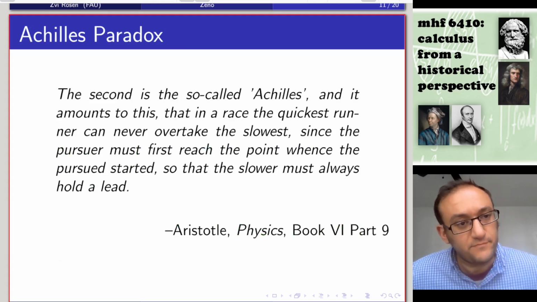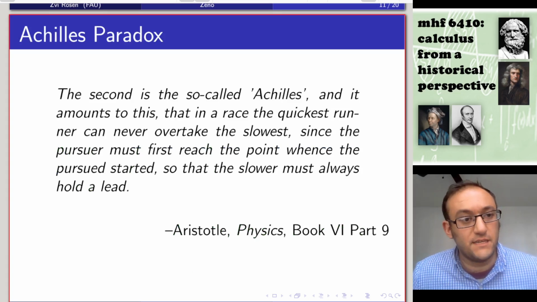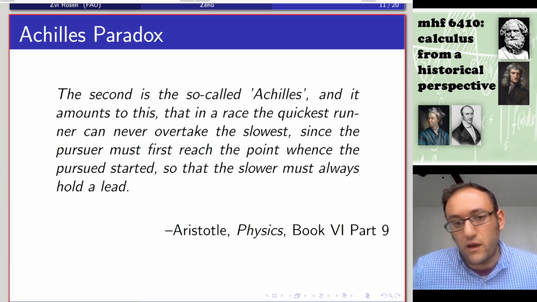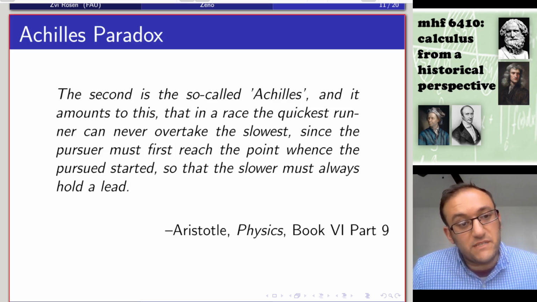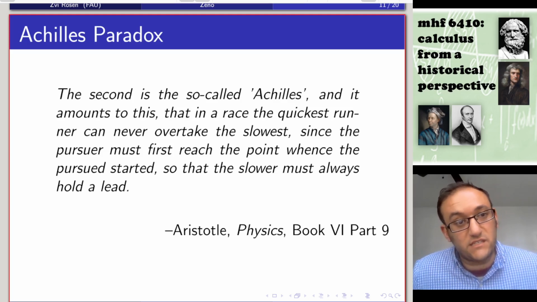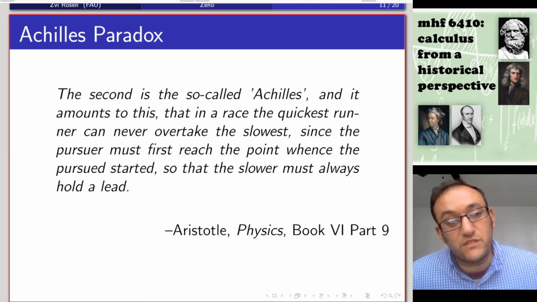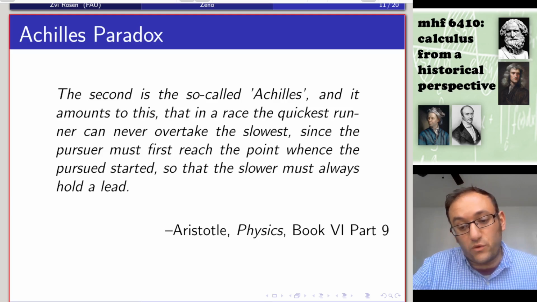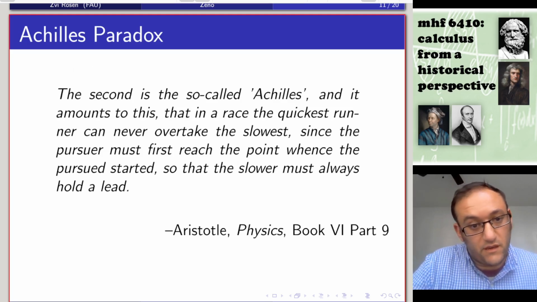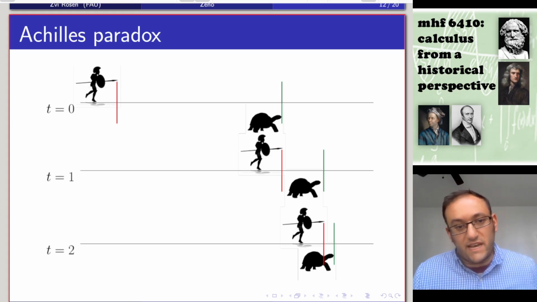Okay, now we talk about the Achilles paradox. The second, this is a quote from Aristotle in the same place: The second is the so-called Achilles, and it amounts to this, that in a race, the quickest runner can never overtake the slowest, since the pursuer must first reach the point whence the pursued started, so that the slower must always hold the lead. This is kind of a similar notion to the dichotomy paradox.